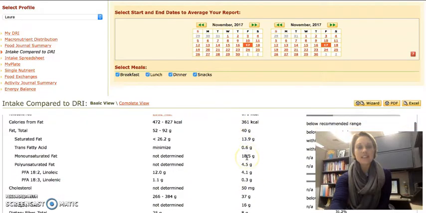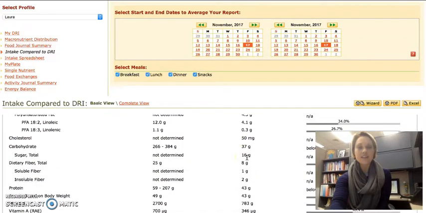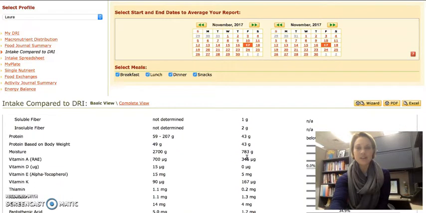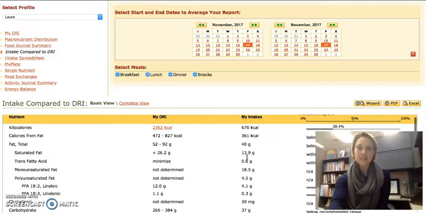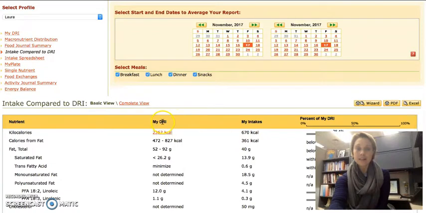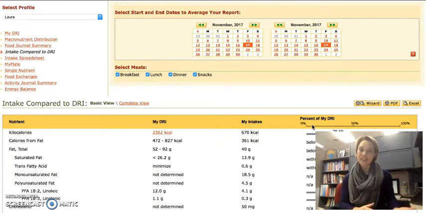And as you can see here, there are a lot of different nutrients down here, macronutrients and micronutrients. And there are three different columns. The My DRI, remember, is your recommendation. My Intakes is what you consume, and then the Percent of My DRI is what percentage of your intake meets the recommended amount. So that's a really important piece of data, so then you can give yourself some recommendations for improvement in the future.